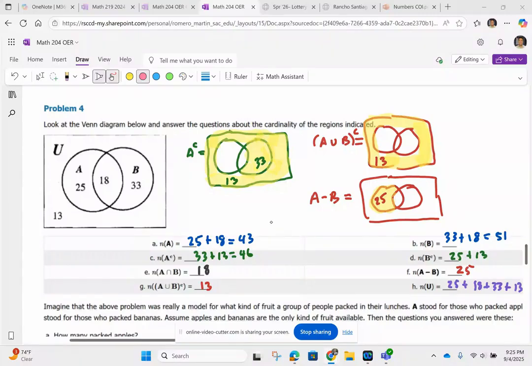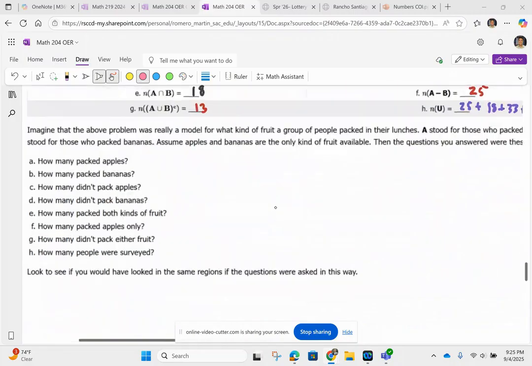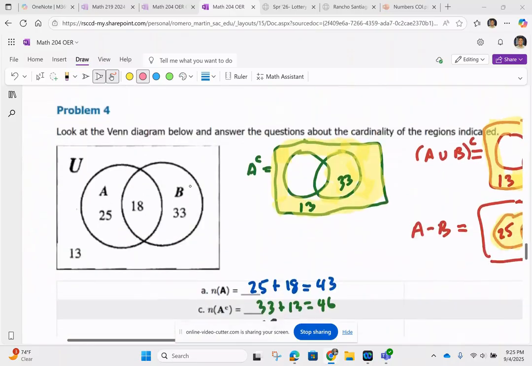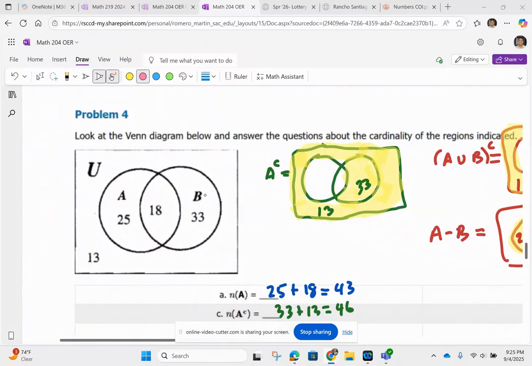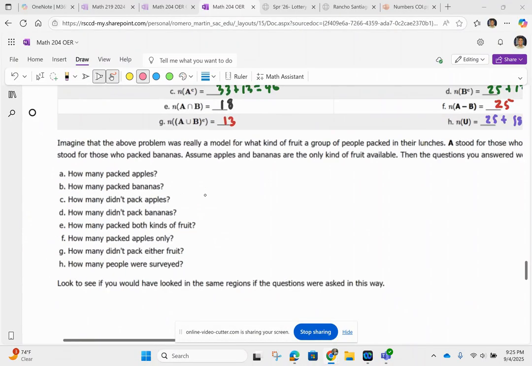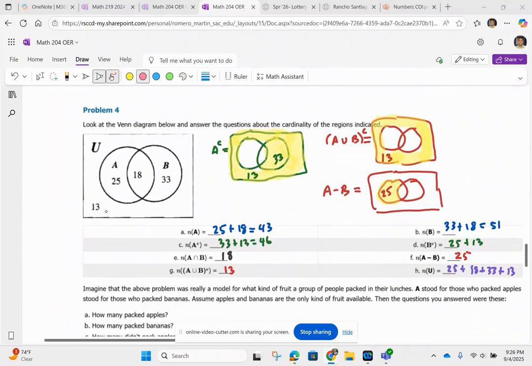We're going to go ahead and look at using Venn diagrams to solve application problems. So here's the set of questions. I'll zoom in real quick and zoom back out. Asking you, given this information, where A represents apples, B represents bananas, and U represents a universe, meaning that there are some types of fruits that are not apples or bananas, and there'll be 13, right?